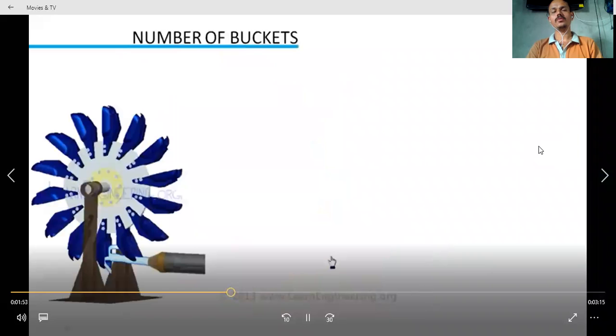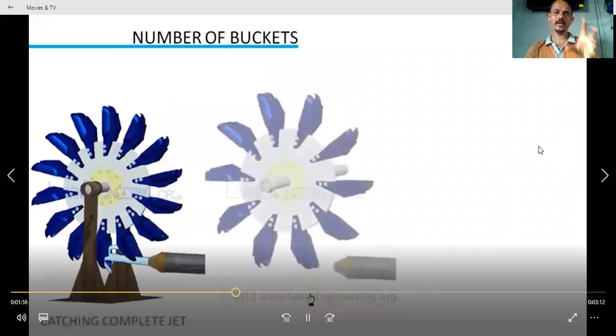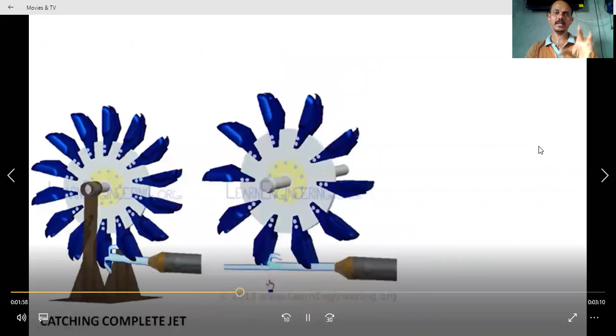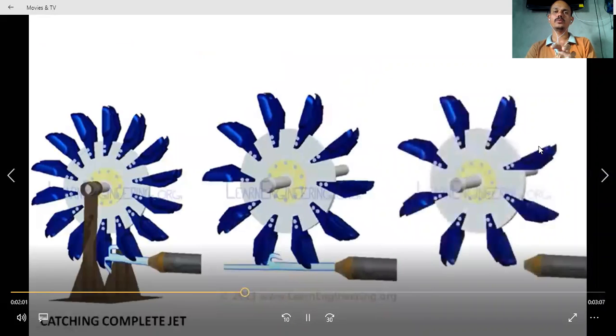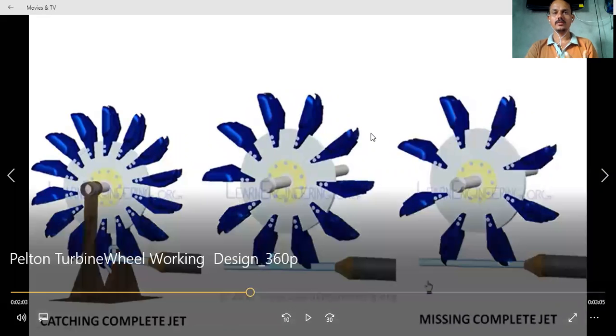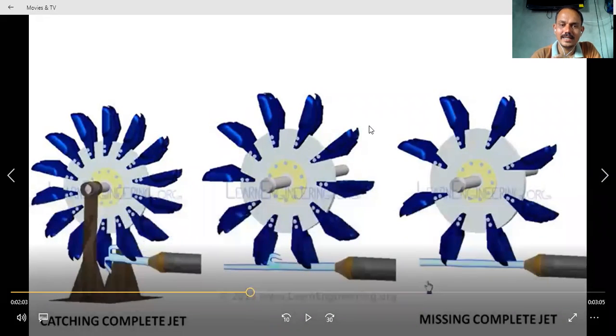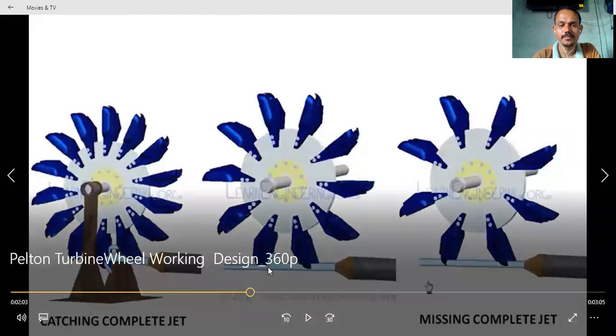The striking of the bucket at the required location, at the center of the bucket, is very important. Then and only then can we extract the maximum amount of energy from the water. If you observe the second diagram, the jet is not striking 100% on the bucket. 50% of the jet leaves without striking the bucket.